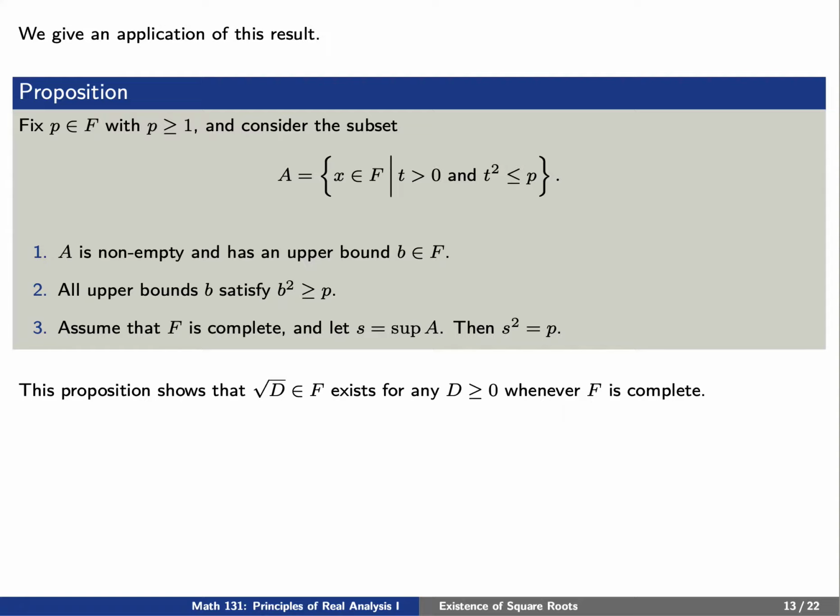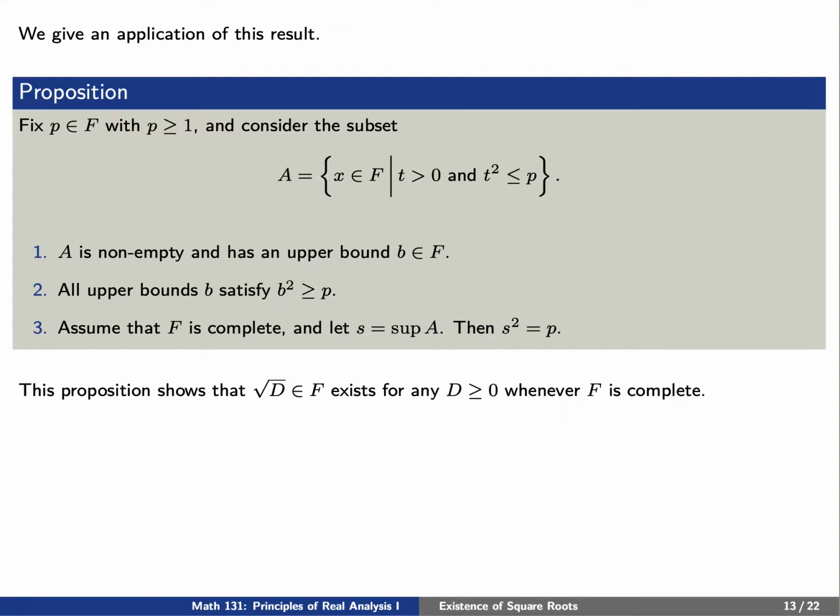Let's fix a number p that is greater than or equal to 1 and consider the following set. This will be the set of elements t such that either t is less than or equal to 0, or it is positive and t squared is less than or equal to p. This set is non-empty and it has an upper bound. Let's call that b.